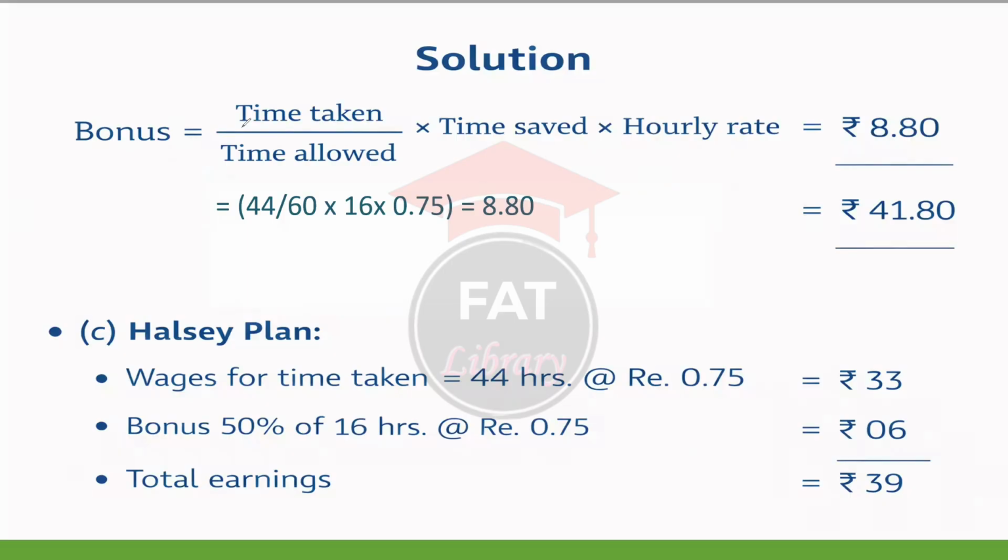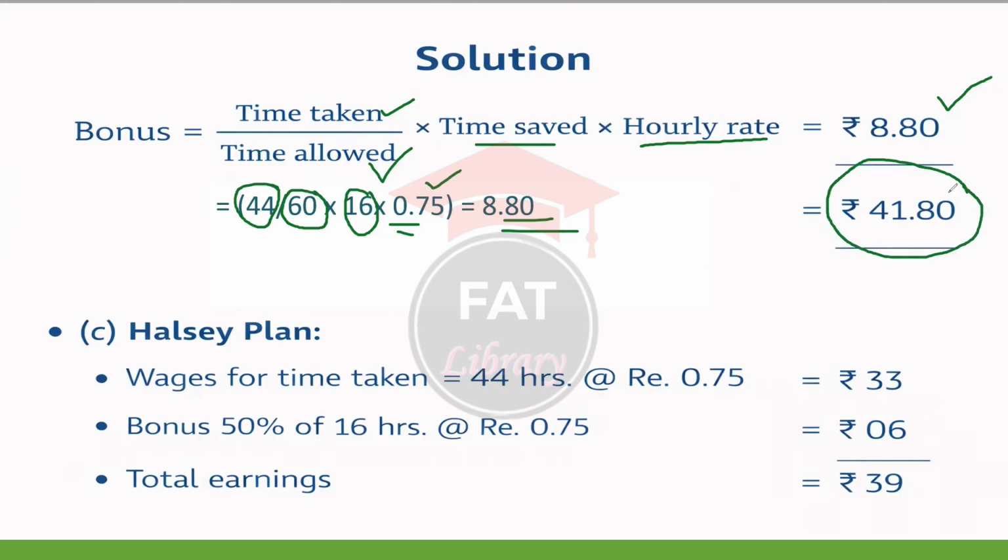How do we calculate the bonus? Bonus is equal to time taken divided by time allowed, multiplied by time saved, multiplied by hourly rate. That means what is the time taken? He has actually taken 44 hours. But what was the time allowed to him? It is 60 hours. And what is the time saved? 16 hours he is saving. And for that, what is the hourly rate? We have 0.75. So 8 rupees 80 paise is his bonus. Now as per Rowan plan, what is the total earning he has? His earning will be 41 rupees 80 paise. Is this clear? So this you have to remember.